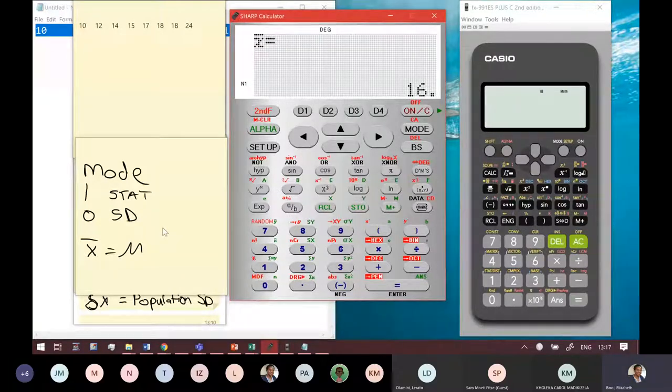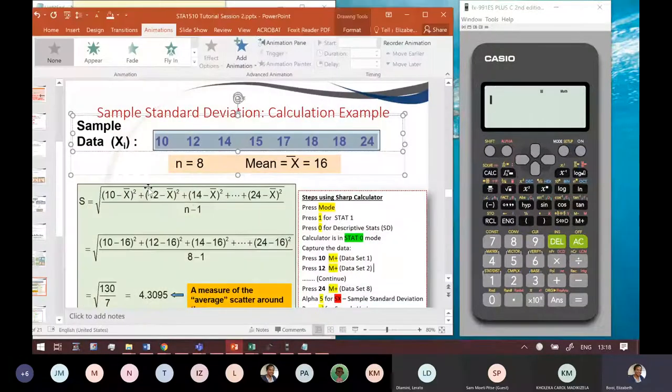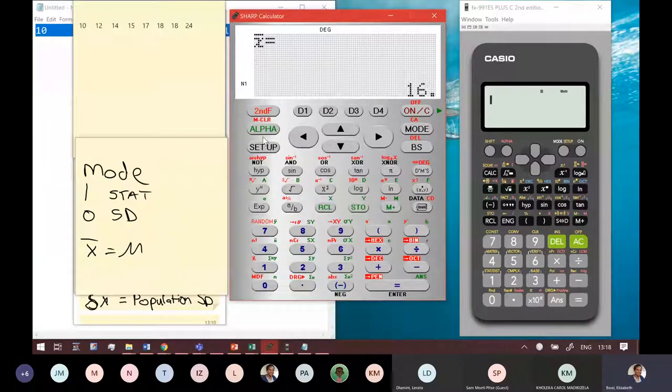For the standard deviation, remember, we calculated the standard deviation, which is this whole calculation that we did here, and we found that the answer is 4.3095. On your calculator, you go and you say alpha. It doesn't matter whether it's still in the answer mode for the other one. So you say alpha. And remember, it was the sample standard deviation, so therefore, we press 5. And you will press the equal sign, and you can see that the answer is the same as the one that we had on the screen.